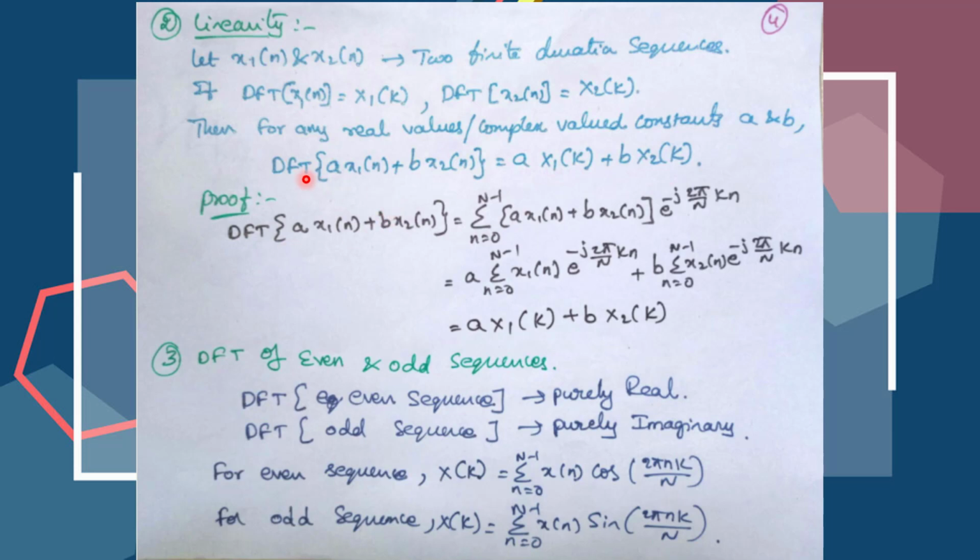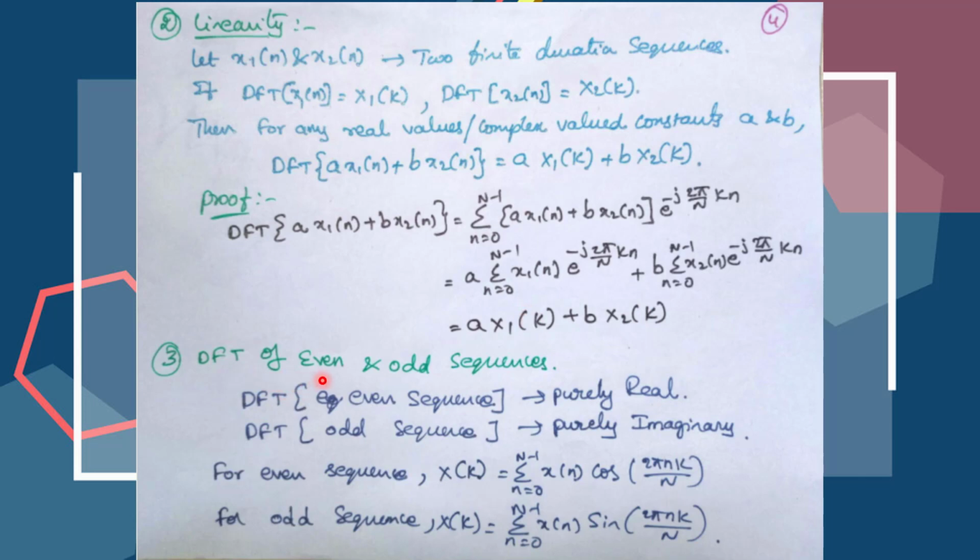Proof. Let us take the left hand side of this equation. DFT of a x1 of n plus b x2 of n can be written as, let us take this as x3 of n, the summation of two signals, into e power minus j 2 pi by N k n, where n varies from 0 to N minus 1. Split this term into 2. From this equation, we can write a into X1 of k plus b into X2 of k, which obeys linearity.